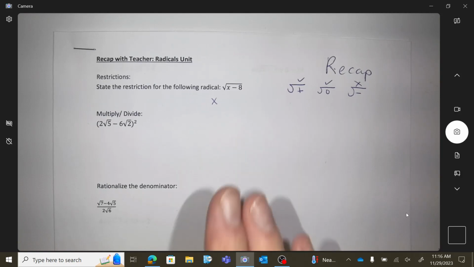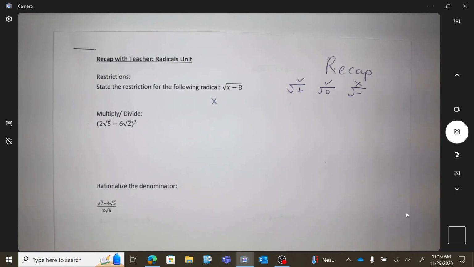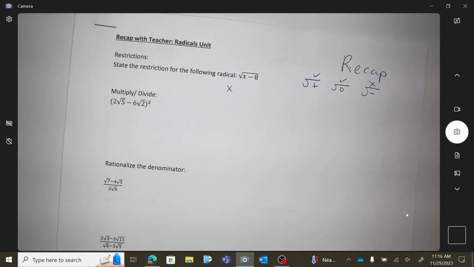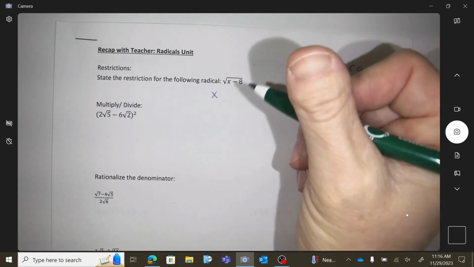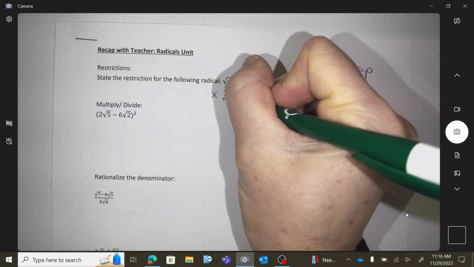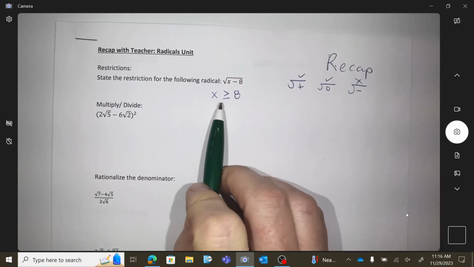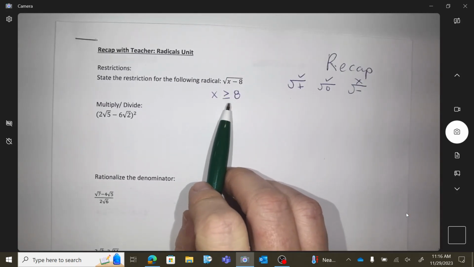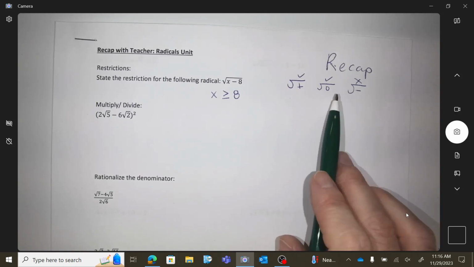X would have to be, and you're going to have to use an inequality symbol. You know your inequalities? You got less than or equal to, greater than or equal to. Did you pick x would have to be anything bigger than 8 or equal to 8 to make sure that it's positive or 0?